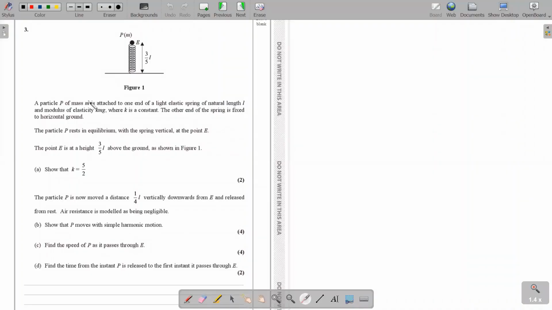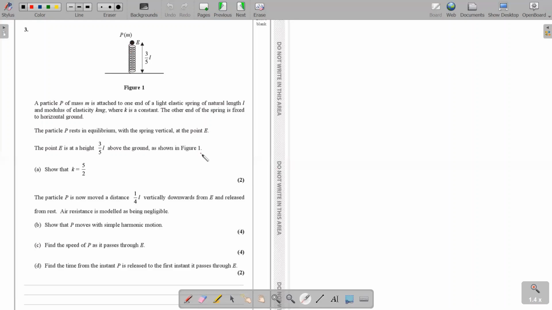Question number 3. A particle P of mass m is attached to one end of a light elastic spring of natural length L. Can you see what's happening? You have the particle m which is lying on top of the elastic spring, and modulus of elasticity kmg, where k is a constant. The other end of the spring is fixed to the horizontal ground, as you can see in the figure. The particle P rests in equilibrium with the spring vertical at the point E. So this point E is where it is resting.